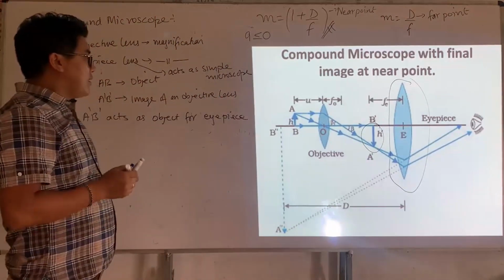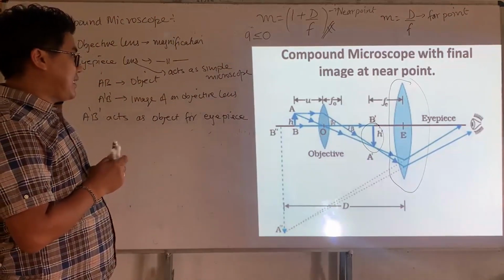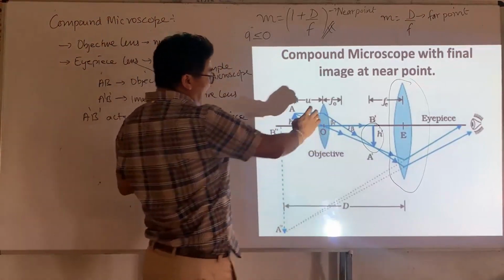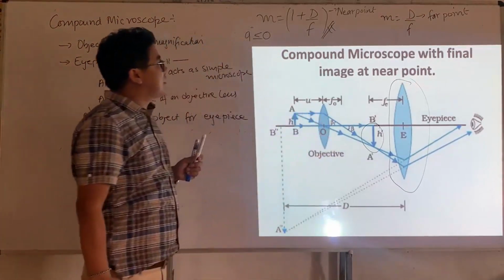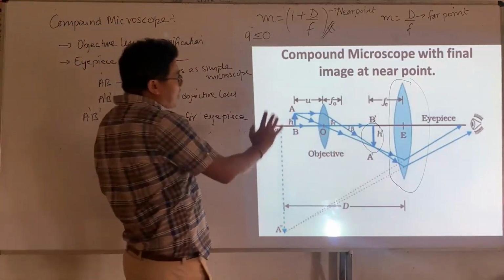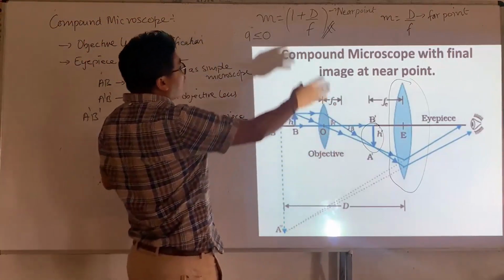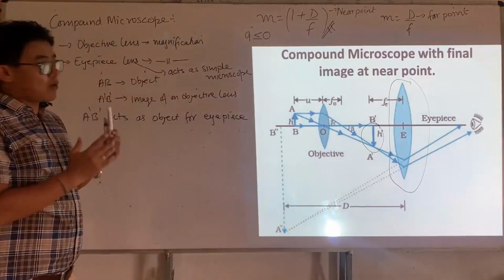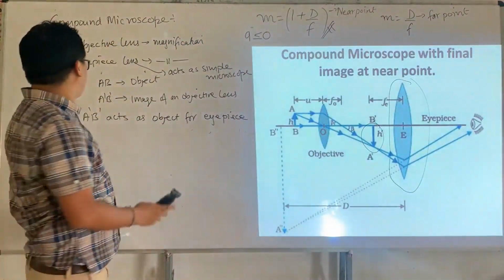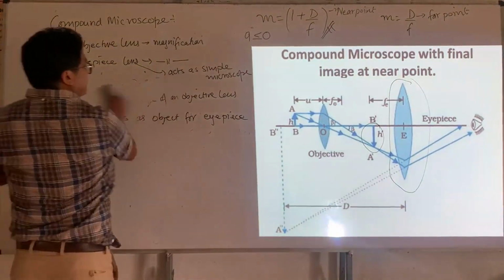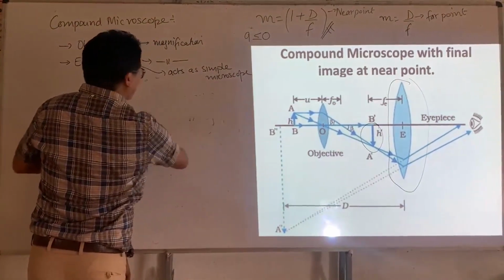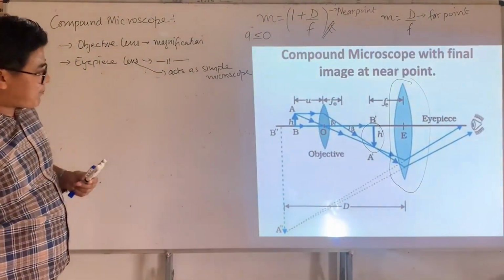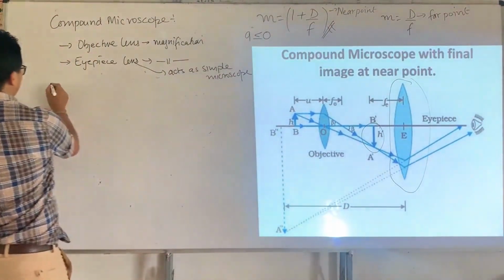Now I'm going to find out the magnification for the eyepiece and the magnification for the objective lens, and we have already found the magnification for the simple microscope, and we are going to combine them together. Alright, so look at here. First I would like to find out the magnification for the objective lens, M naught.